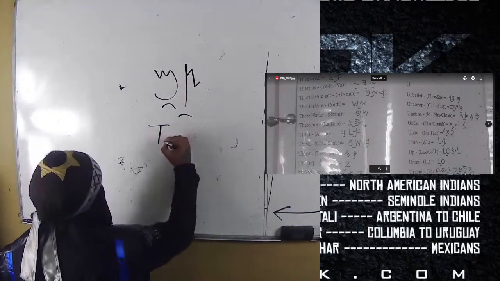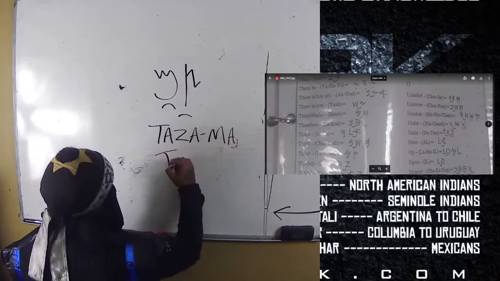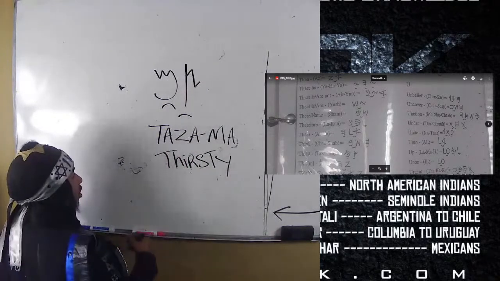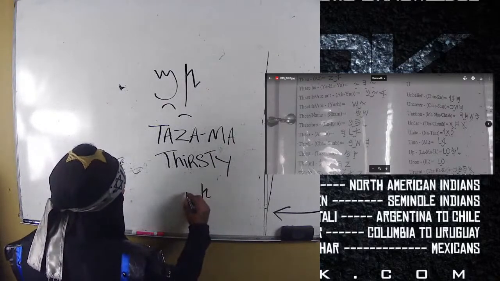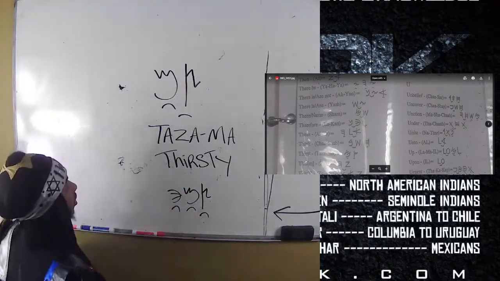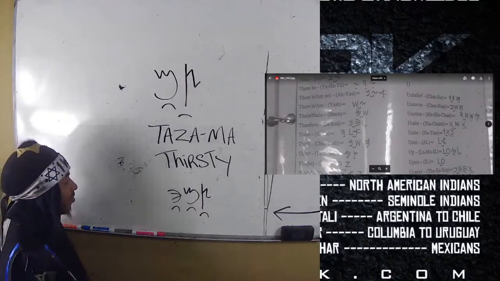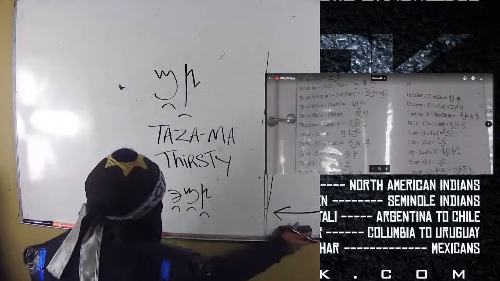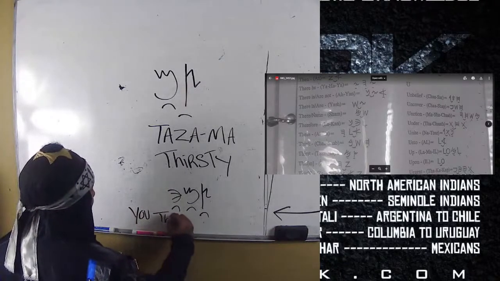Alright? Tazamah is thirsty. So if you wanted to say you thirsty, you could say taza ma ka. Like damn, taza ma ka. Like damn, you thirsty. Right? This would be slang. This would be you thirsty slang. Right?